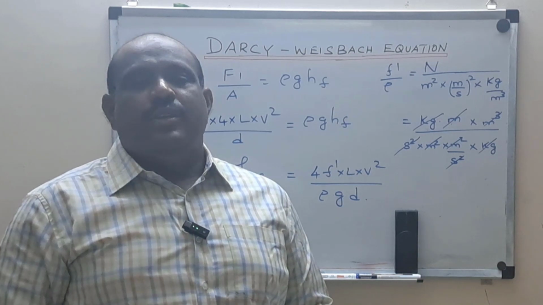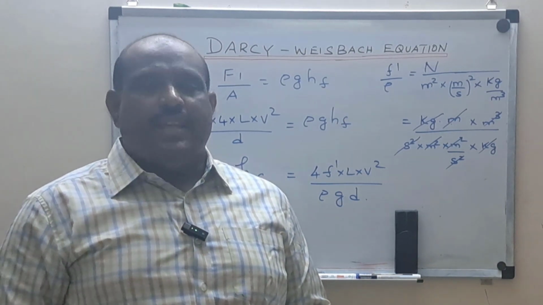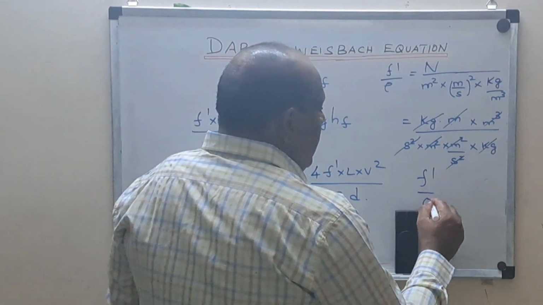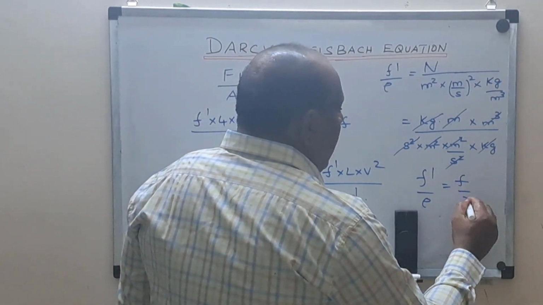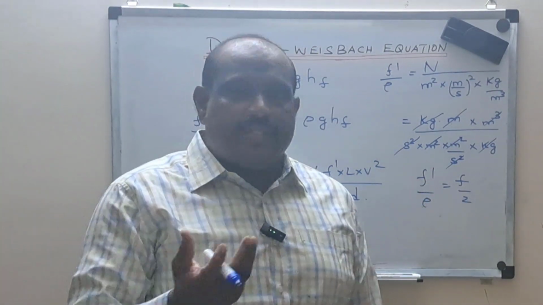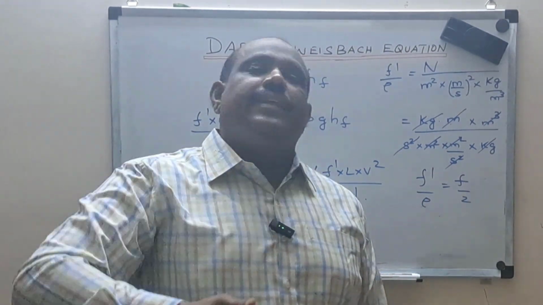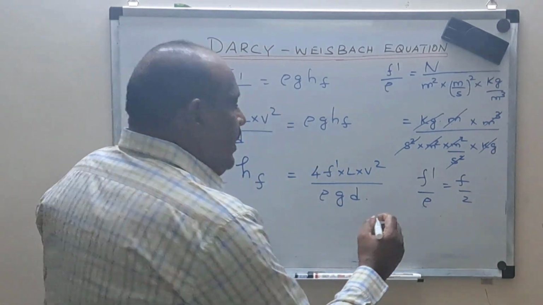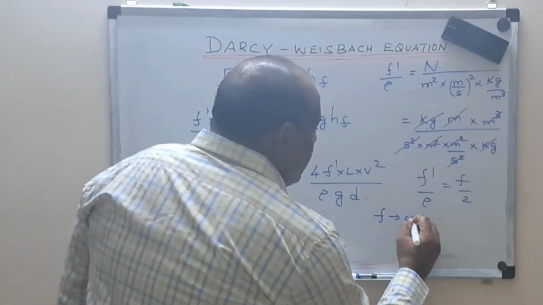Okay, it is a constant. So this constant can be called by another name. Instead of this, they are calling f dash by rho equal to f by 2, where they are calling this f dash, because f dash by rho is a constant. I can call this constant another name. I am calling that constant f by 2, where f is called the coefficient of friction.